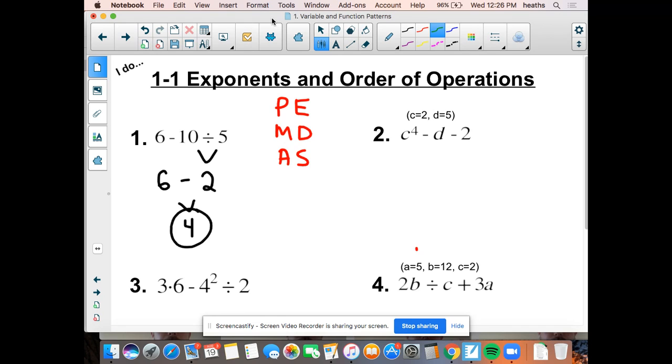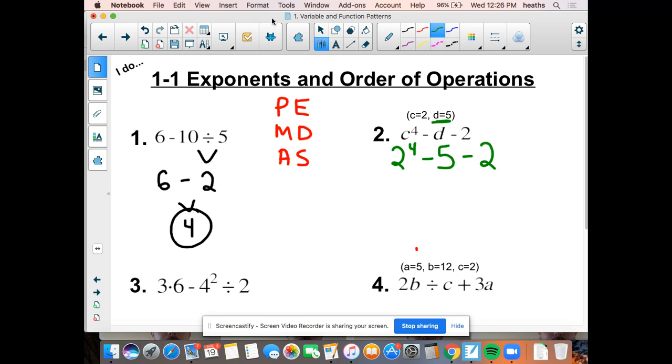So let's rewrite this problem. C to the 4th, I see above there that C is actually worth 2. So we're going to have 2 to the 4th minus, notice up here, D is 5. So let's plug 5 in for D. And then we will subtract 2, finish out the problem. So we rewrote everything, and now let's go through our order of operations.